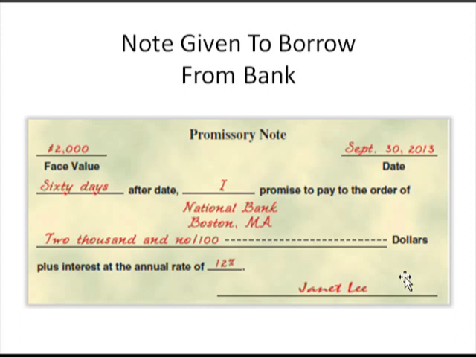A note given to borrow from the bank is a little bit different. This is an IOU, a promissory note, and this is really what it looks like. It has the date that it's written, it has the face value on it, tells you the period of time, the 60 days, and this person, Janet, is promising to pay the bank the $2,000 plus the interest at an annual rate of 12%. Interest is always shown at an annual rate.